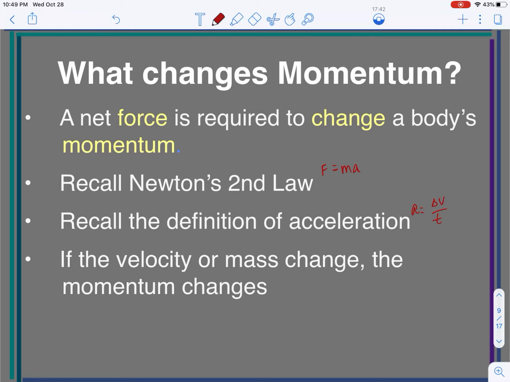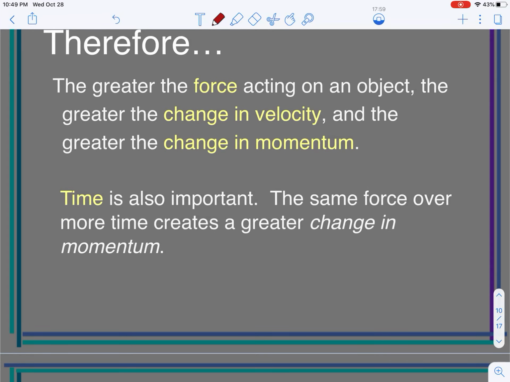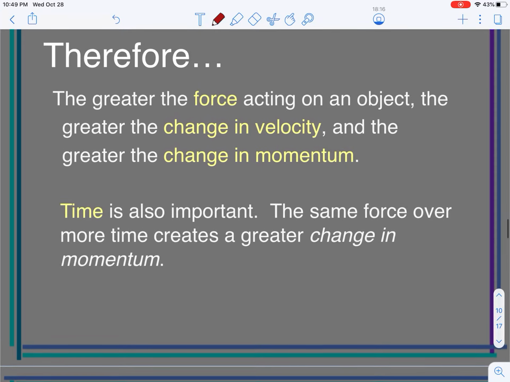In general, if the velocity or the mass changes, then the momentum of my object changes. So if we're talking about a single object, obviously it's not the mass that's going to change, it's going to be the velocity. And so this must be because a force acted on my object in order to create that change. So a force acting on an object creates a change in velocity, which creates a change in momentum. The greater the force, the greater the acceleration, the greater the change in velocity and the change in momentum.